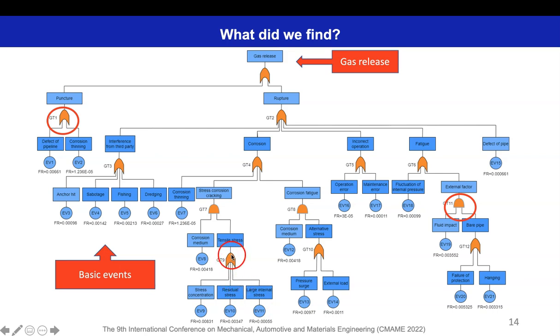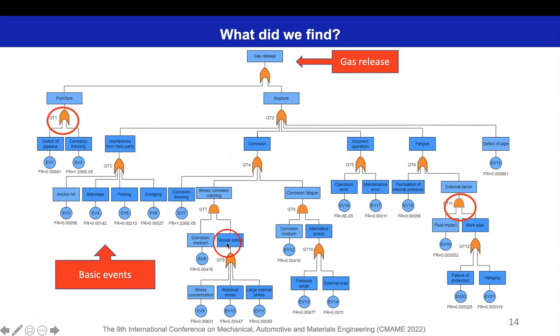And because this is an OR gate, I just showed you the algorithm that we are using for the OR gate, so we can find out the probability of the tensile stress. Once we have the probability of the tensile strength, there is a basic event which is called corrosion medium here.